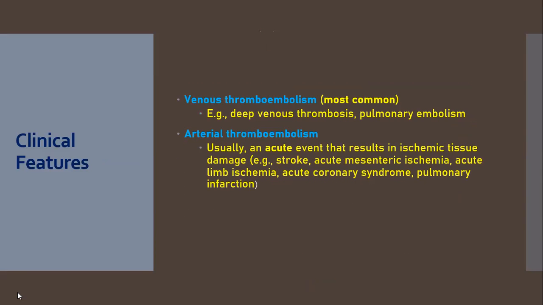And its clinical features, one of them is venous thromboembolism. This is one of the most common clinical features. So examples of venous thromboembolism are deep vein thrombosis and pulmonary embolism. And the other clinical feature is arterial thromboembolism. And this is usually an acute event that can result in ischemic tissue damage. For example, someone who has a stroke, or acute mesenteric ischemia, acute limb ischemia, acute coronary syndromes, and pulmonary infarction.